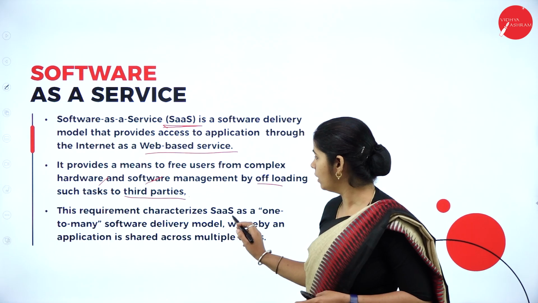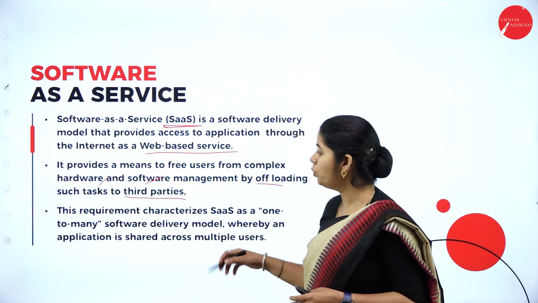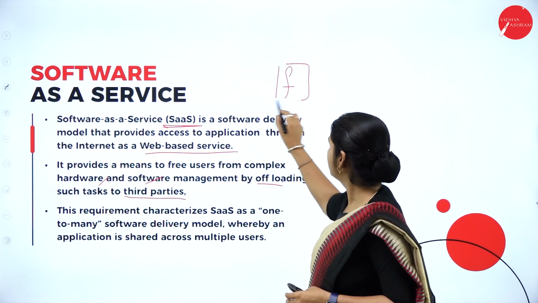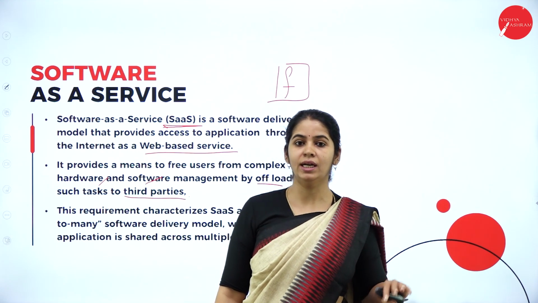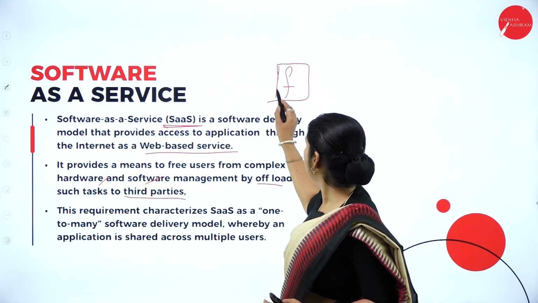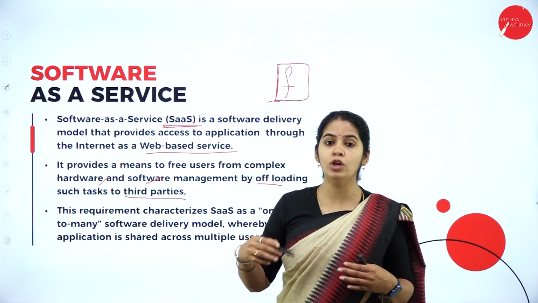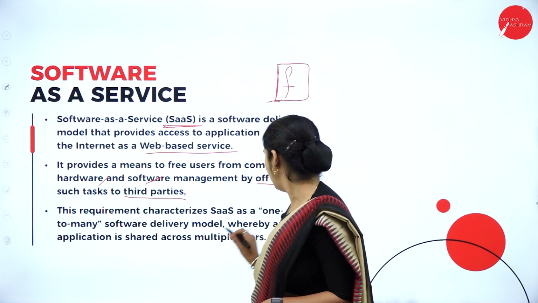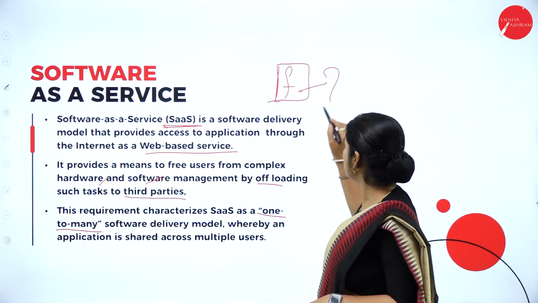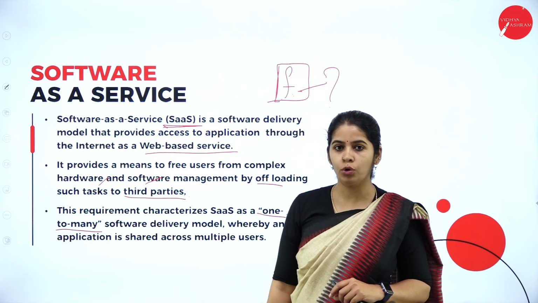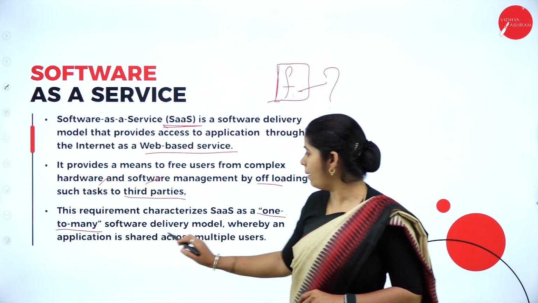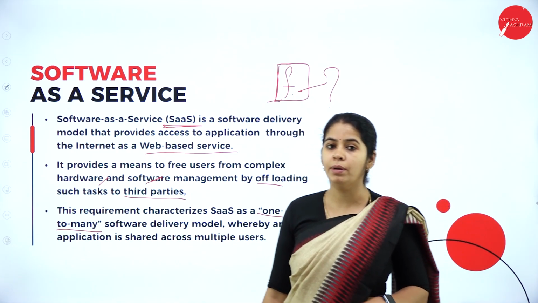This requirement characterizes SaaS as one to many. For example, take Facebook. Facebook is one application developed on some platform. This is a software that is used by different users, one to many. Only one application is there, but how many are using it? Millions of people are using this application. That is called one to many: a software delivery model whereby an application is shared across multiple users.